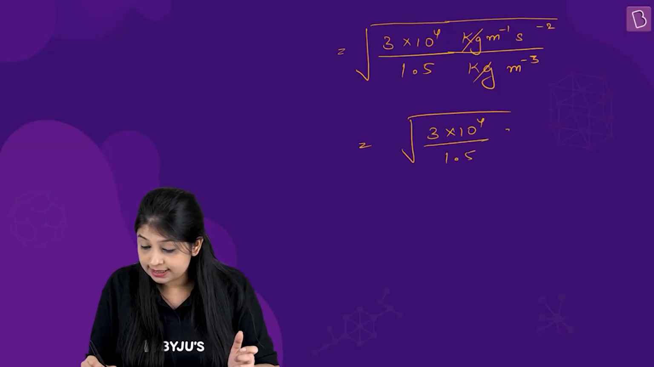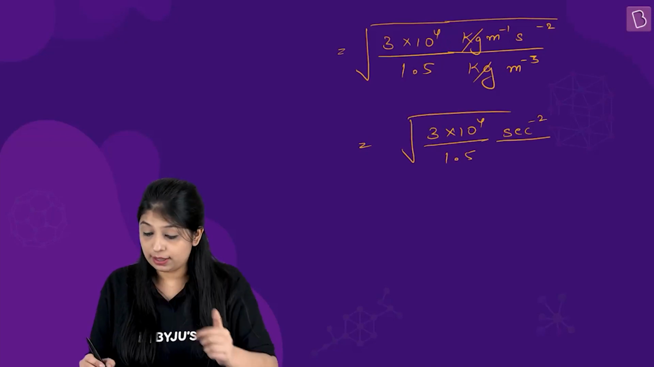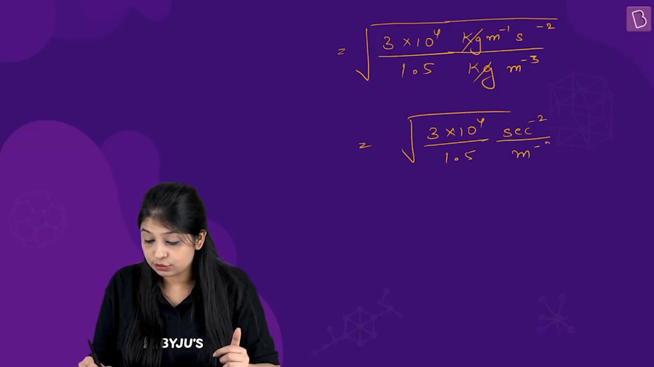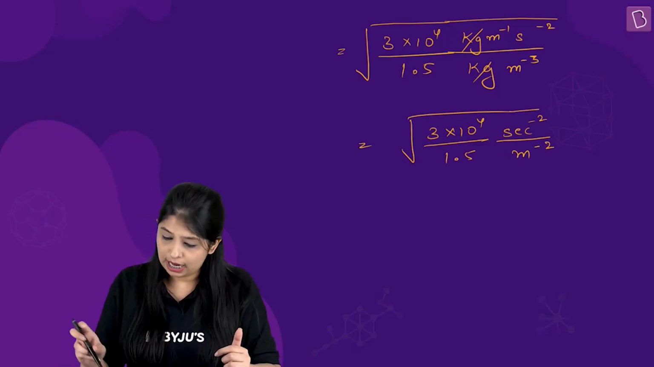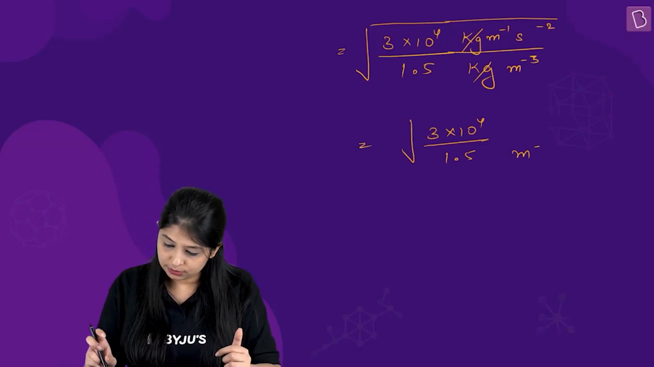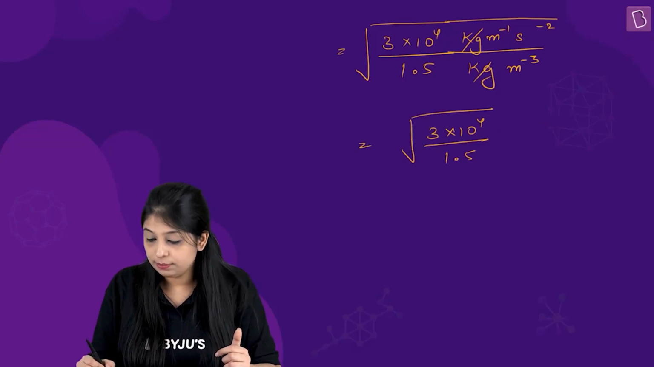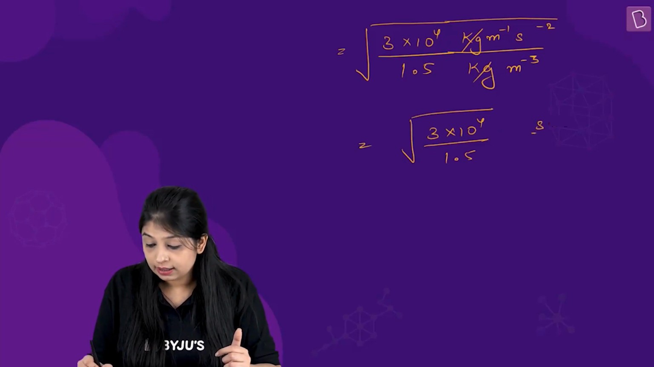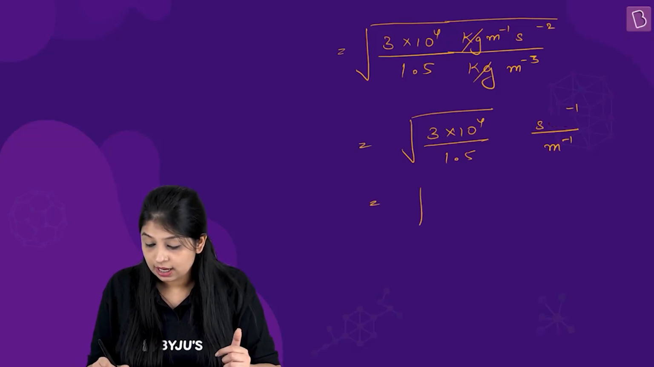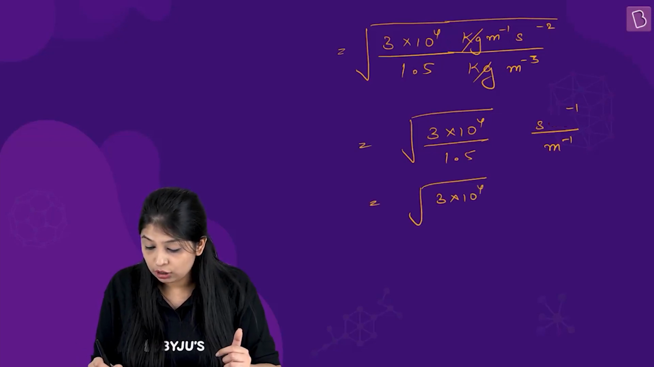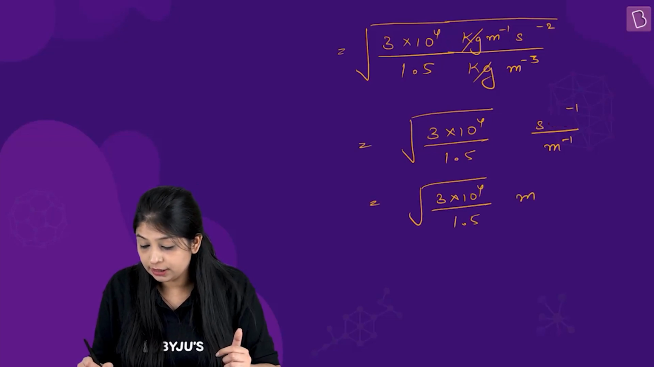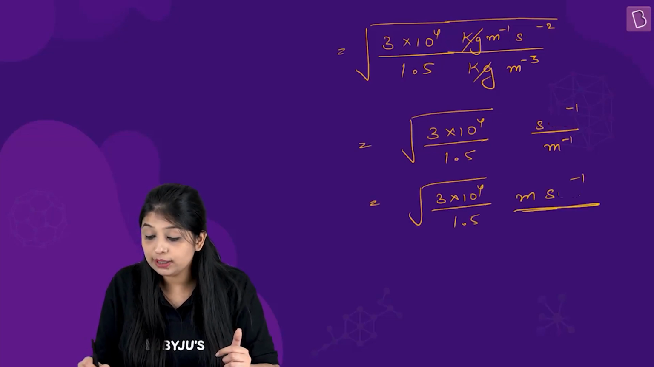This comes out to be second raised to the power minus 2 and meter raised to the power minus 2, right? And if you bring it out of the under root, this becomes what? This actually becomes second inverse and meter inverse. So this is 3 into 10 raised to the power 4 upon 1.5 meter per second. That's what we wanted, right?